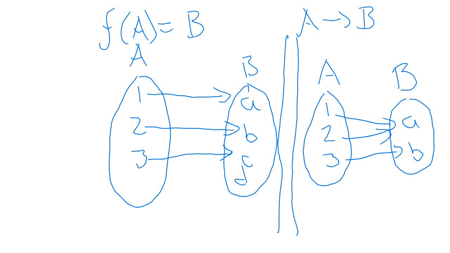Now, let's go back and check injective. The first mapping is injective. Why? Because everything in A mapped to only one thing in B. Follow me? Or let's say it a different way. You don't have more than one element in A mapping to the same element in B. For it to be injective, no more than one element can come from A to map to the same element in B.